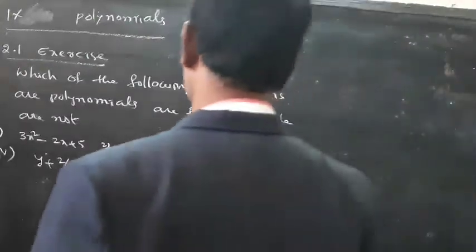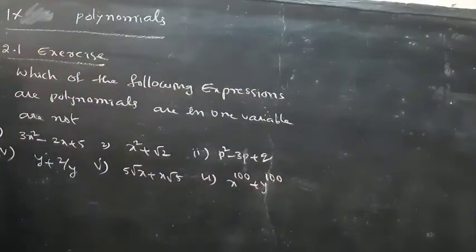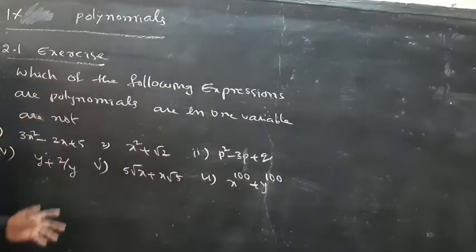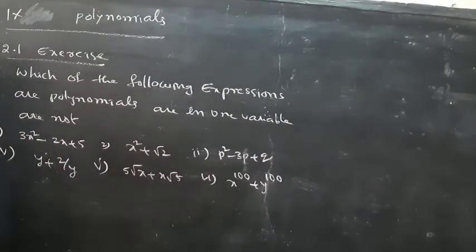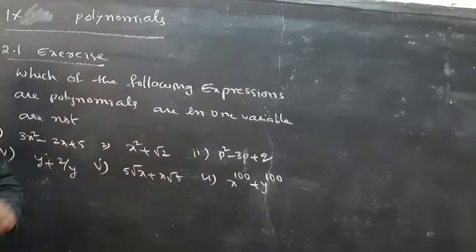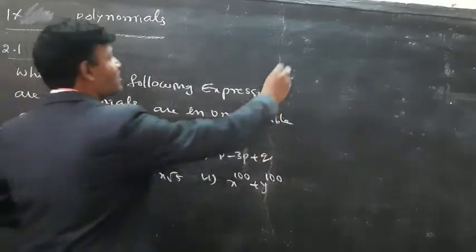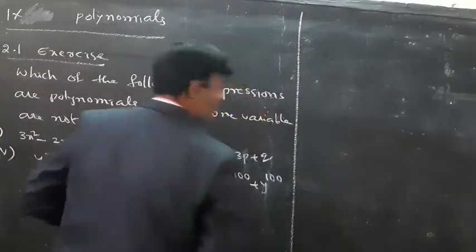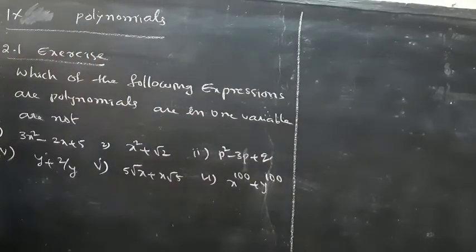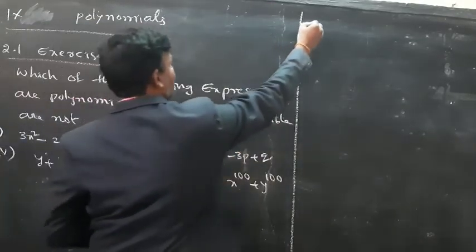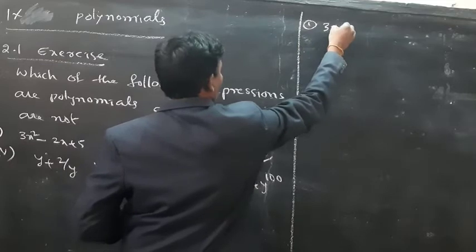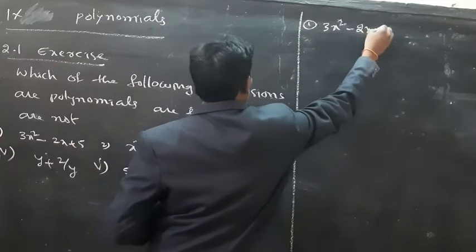Here is the second bit. In the second bit, we have 6 questions. Which of the following expressions are polynomials in one variable? First, you have to check whether it is a polynomial or not. If it is a polynomial, you have to say whether it is in one variable or two variables. Solutions. What is the first question here? 3x square minus 2x plus 5.